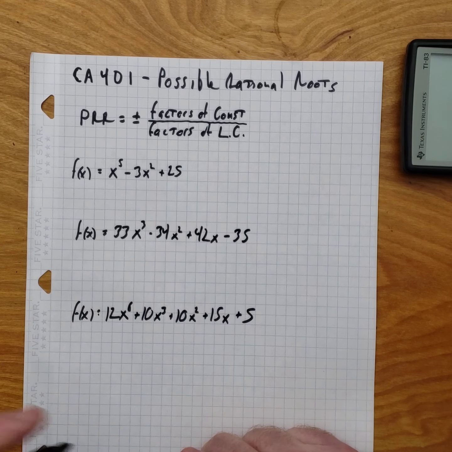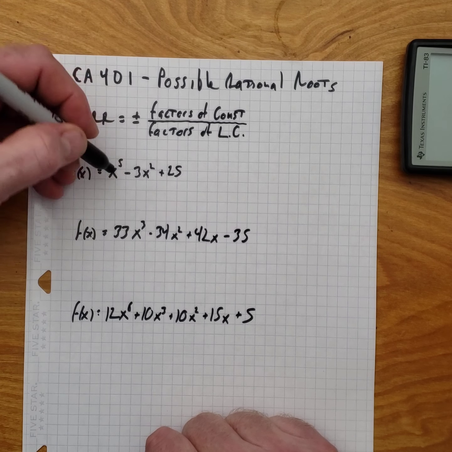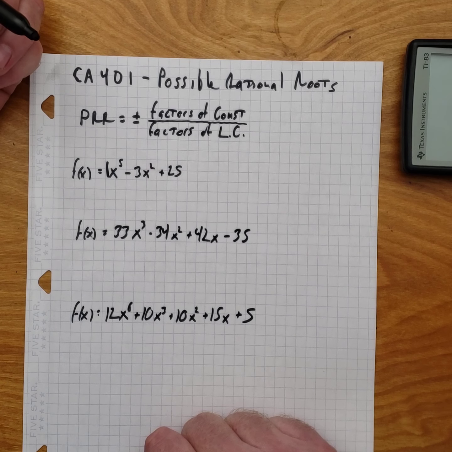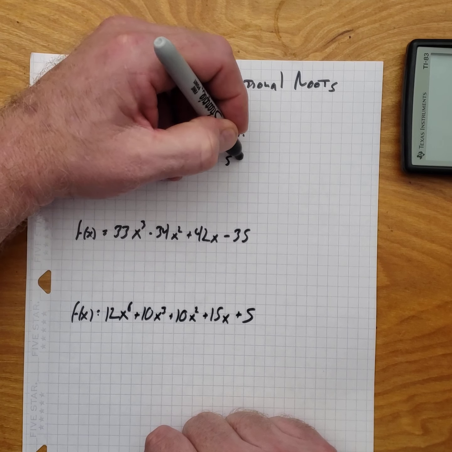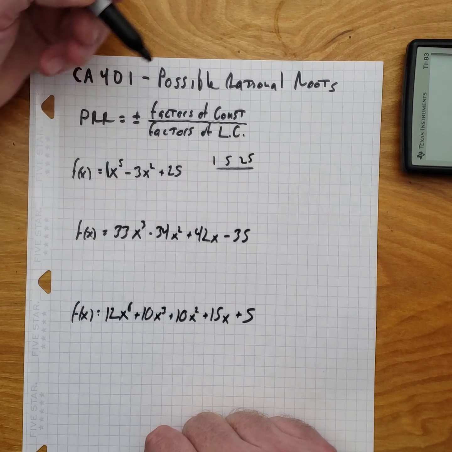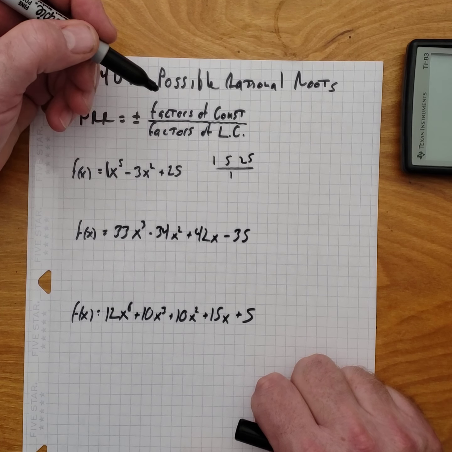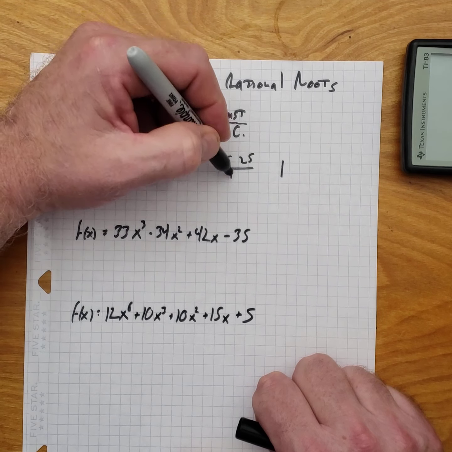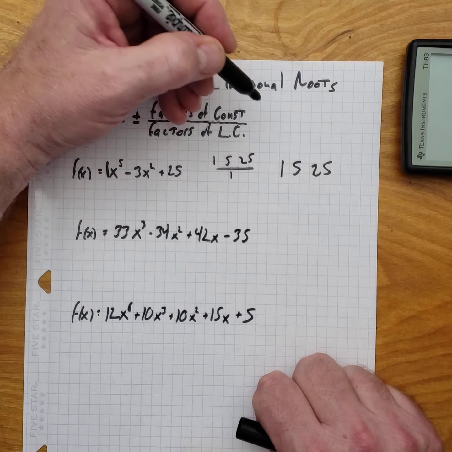So here's how you figure out the list of numbers you want to try in synthetic division when you're factoring a polynomial. Our leading coefficient here is 1. And our constant term is 25. Well, 25 has factors 1, 5, and 25, and 1 has no factors. So look at all the possible combinations we can make here. 1 over 1, that's 1. 5 over 1 is 5, and 25 over 1 is 25.